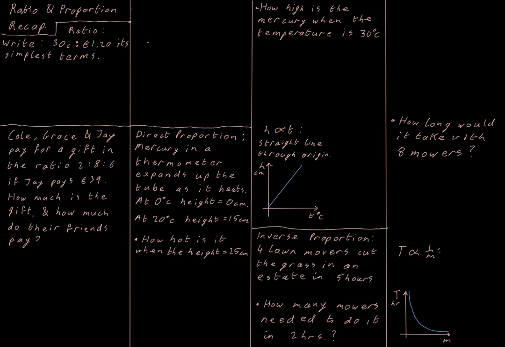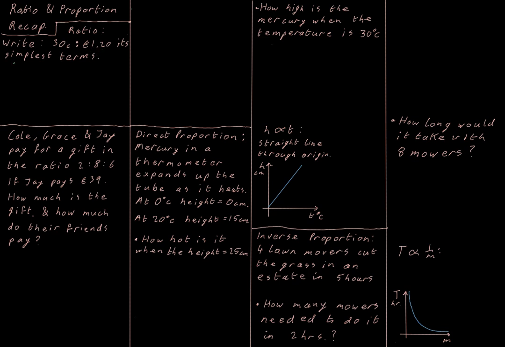Hello, now we are going to look at ratio and proportion, and we'll start off by looking at what it means to have a ratio in its simplest terms. So we have 30 cent is to €1.20. Our first issue is that we're not comparing like with like. 30 cent is not the same type of thing as €1.20.